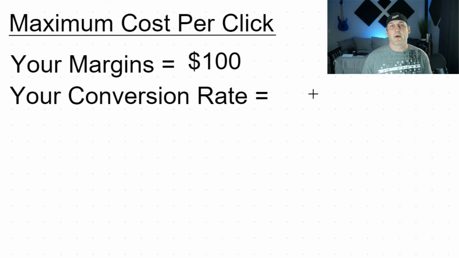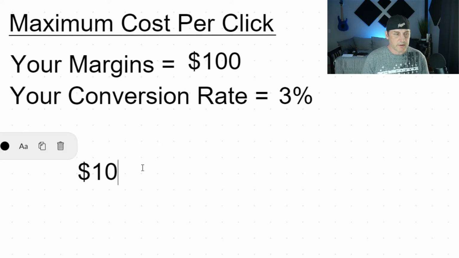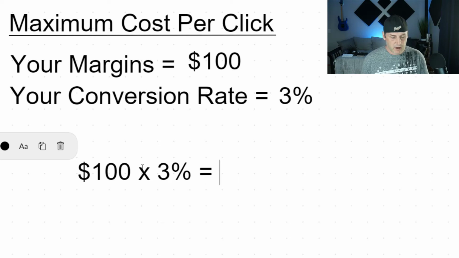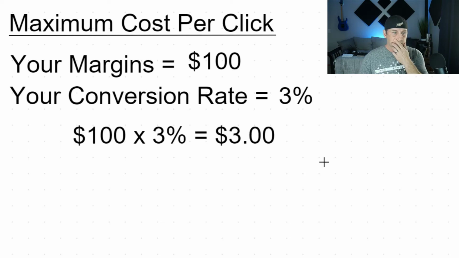Now your conversion rate. An average conversion rate is probably around 3%. So we're just going to stick with that. So how we're going to figure out our maximum cost per click is we are going to take $100, our margin, and multiply that by 3%. What that comes out to be is $3. So we'd like our maximum cost per click to be around $3.